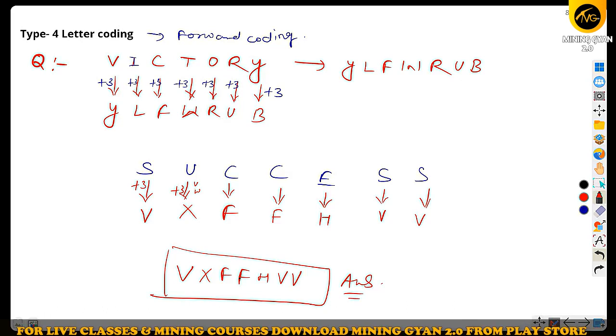Okay. So in forward coding, just find out the gap between the two alphabets, and then you can similarly connect other words, which is success in this case, and you can easily connect success to VXFFHVV by using the same gap between the two alphabets respectively.